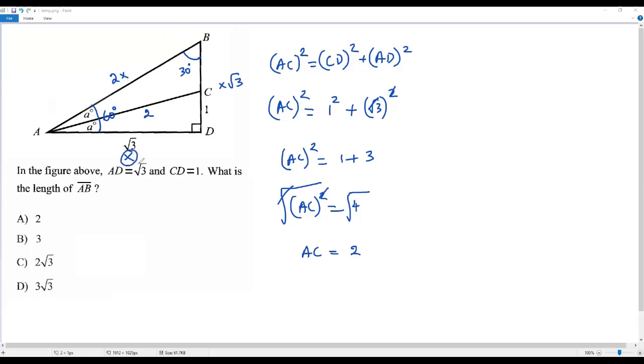But instead of x, already we know the length of AD, that is square root of 3. So for x, we know the value is square root of 3. When I plug in square root of 3 for x over here, I'm getting 2 times square root of 3. So the length of the line segment AB over here is 2 times square root of 3. We find this 2 times square root of 3 in answer choice C. So the correct answer choice for this question is C, 2 times square root of 3.